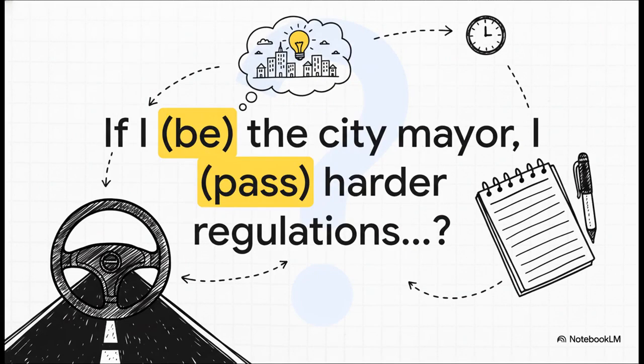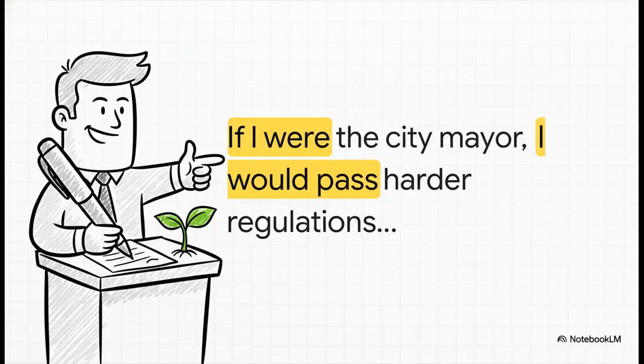Easy. All right, last practice question, and this one puts you right in the driver's seat. It's your turn to imagine being the mayor. Just pay close attention to that verb be. How would you finish this sentence? And the answer? Hammering home our golden rule one last time is, if I were the city mayor, I would pass harder regulations.